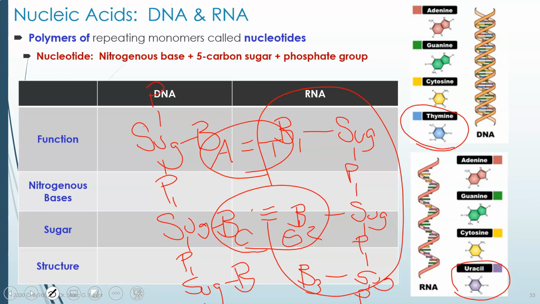Now, I'm going to tell you a little secret here. 99% of all textbooks, probably closer to 100% of all textbooks, discuss the hydrogen bonds as holding the DNA together.